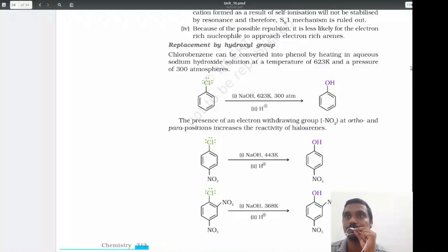aromatic setup. Now the same thing, if you have done it in an alkyl halide, all you have to do is treat it with sodium hydroxide under normal temperature and pressure and you will get the reaction. So this tells you that to break the carbon-chlorine bond is that much more difficult and it requires very drastic conditions. Now what happens when you introduce a nitro group?